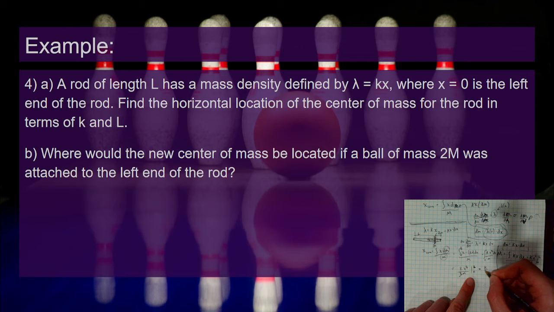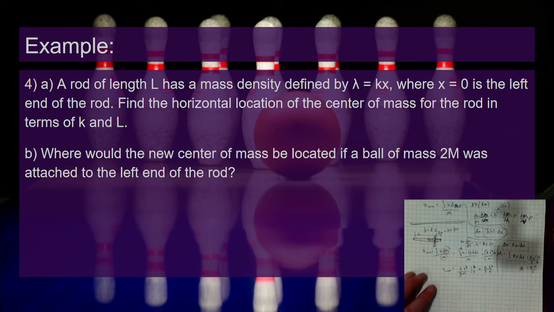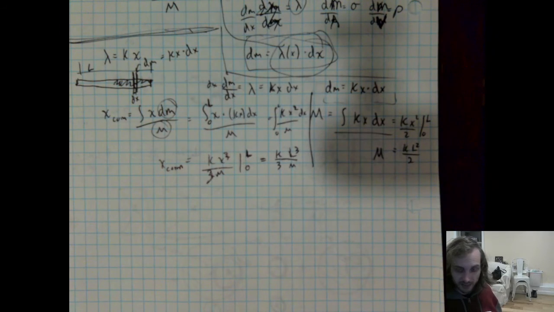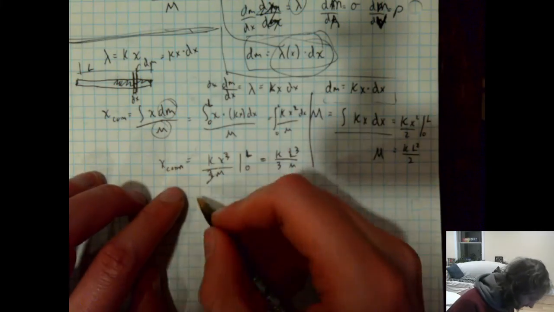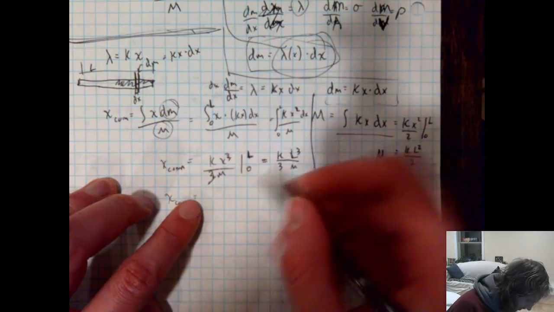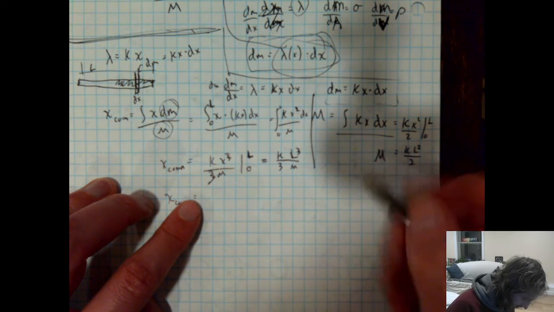So k over 3 over m, L to the third, will be equal to the x location of our center of mass. Helps if you can see the whole thing. Giving you a second to copy that down now. Okay. So the x location for our center of mass here is going to be k over 3 L to the third divided by m.